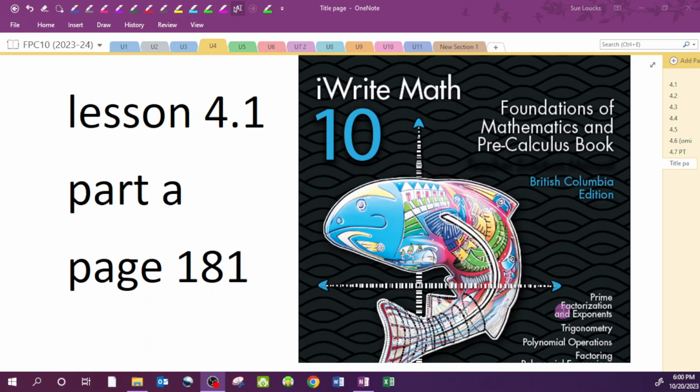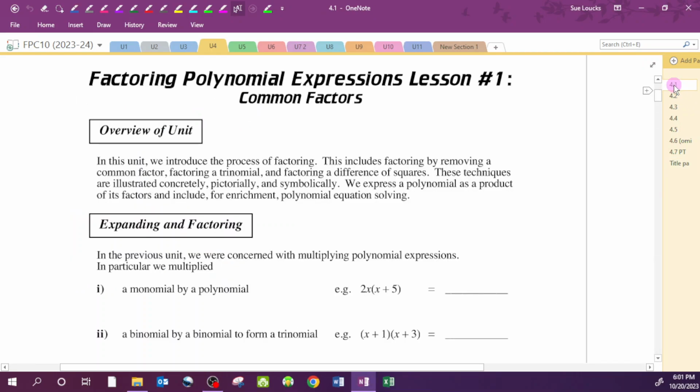Hi, everybody. This is the first lesson in Unit 4, Chapter 4. This starts on page 181, and this is on factoring polynomial expressions. So we're going to start by just trying to connect factoring and multiplying.